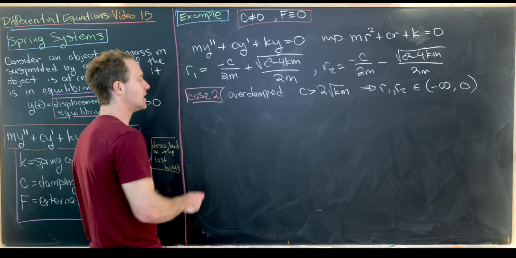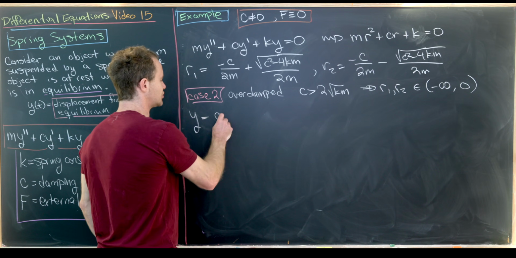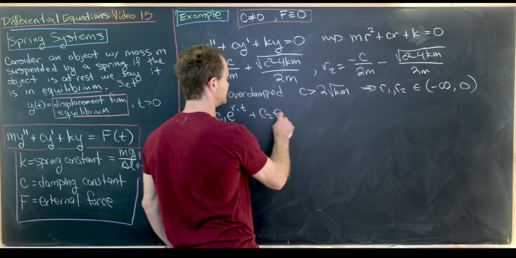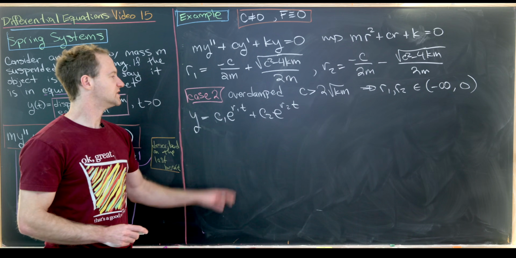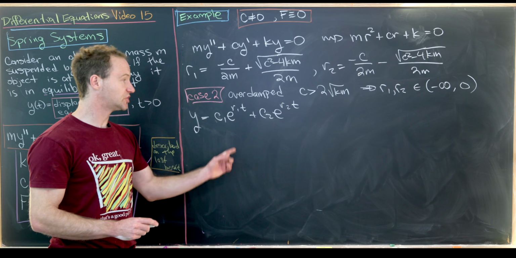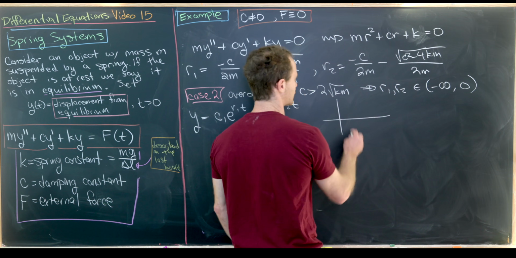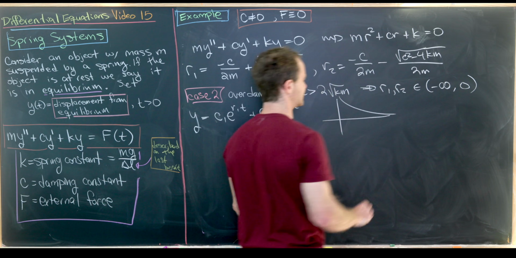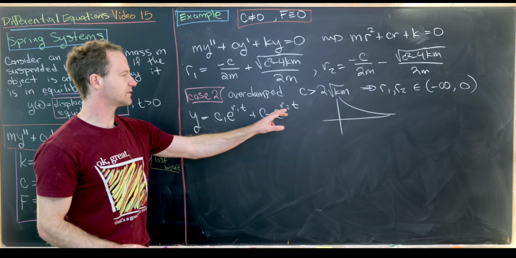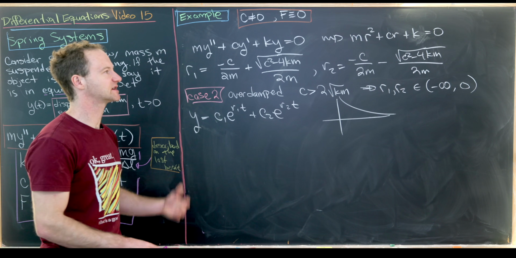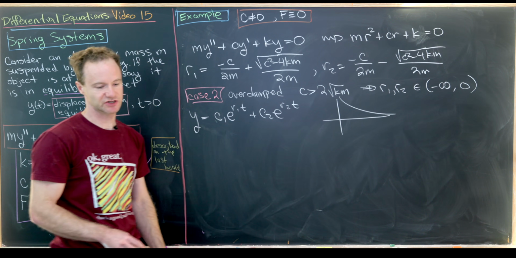Okay, so that means we've got a solution of the form c1 e to the r1 times t plus c2 times e to the r2 times t. So it's a linear combination of two exponentially decaying functions. So the general graph here will just be of exponential decay. Although this is only a really good model if c1 and c2 are both positive, and that's going to, of course, depend on the initial conditions.